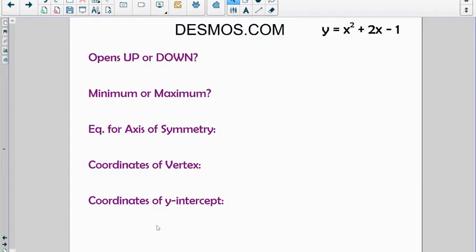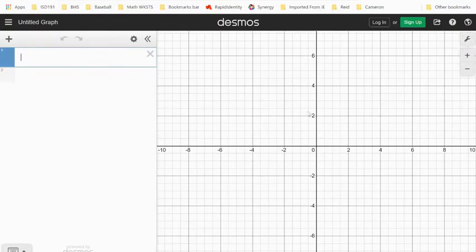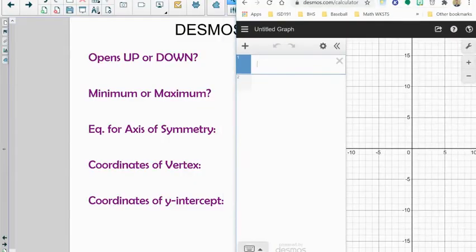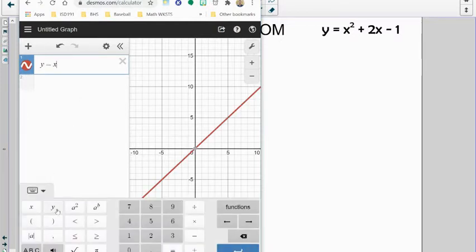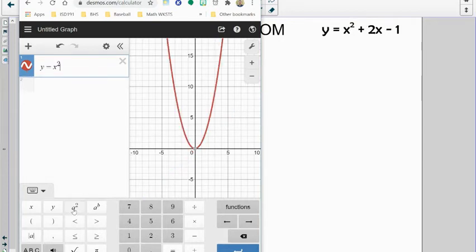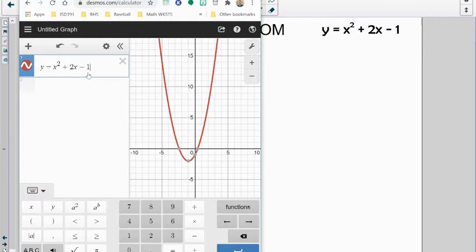So let me get Desmos opened up here and make it a little bit smaller. And let's start by typing in our equation. y equals x, and then I want to get the exponent here, so I click the a squared button, plus 2x minus 1. Make sure my equation matches what I wanted it to be, and I can see my graph pictured here.